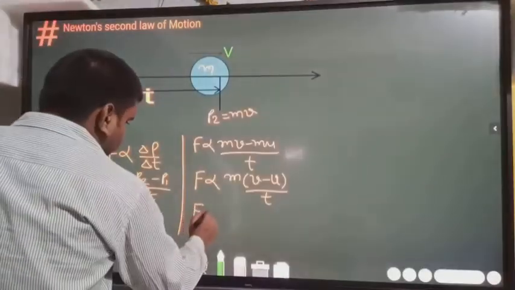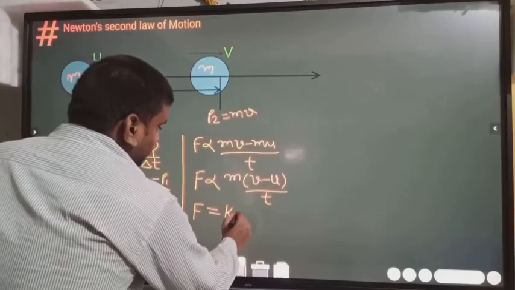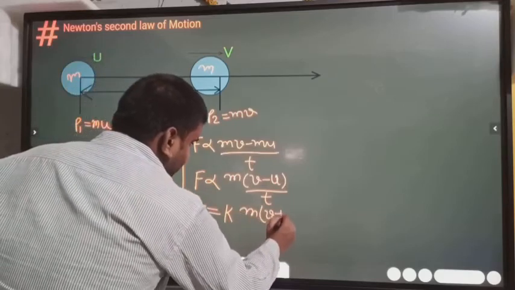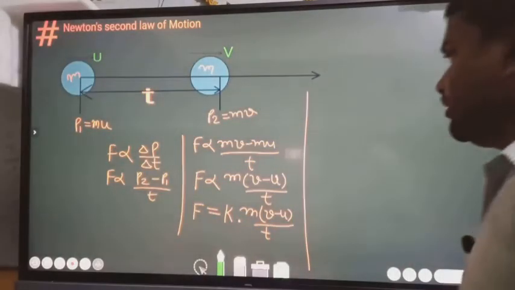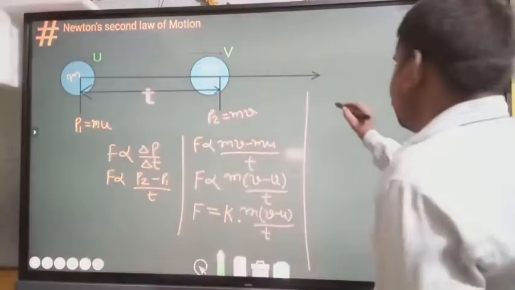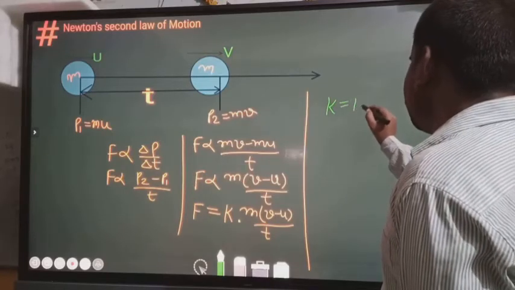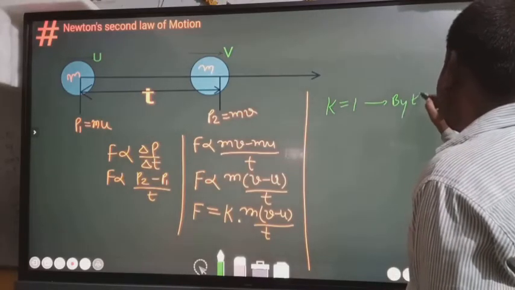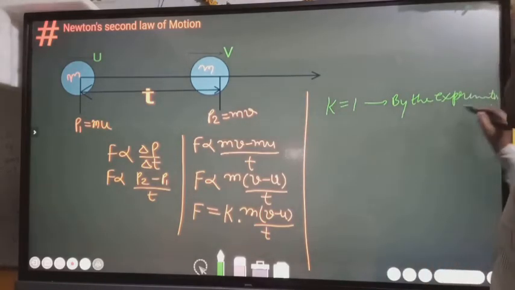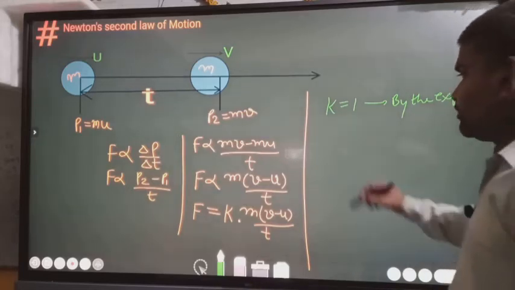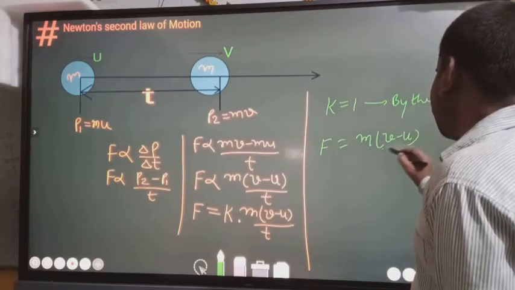Then you can write F is equal to k times m into (v minus u) upon t. Then k is equal to 1 by experiments. So F is equal to m times (v minus u) upon t.